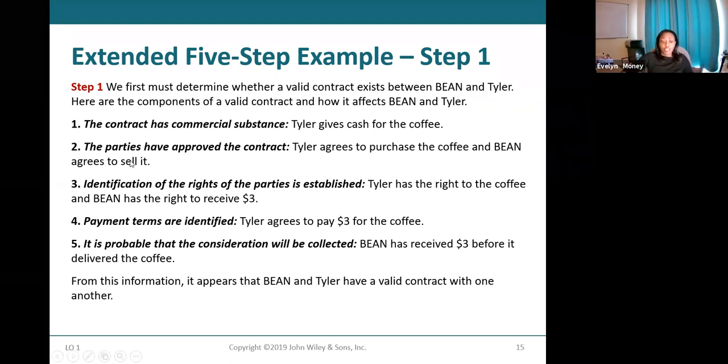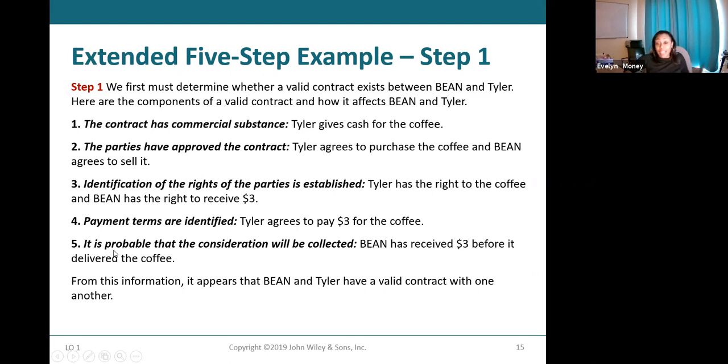Now, both parties have to approve the contract. If Tyler walks into the store and approaches the counter, then because of the implied customary practice that if you walk up to a counter, you're going to order something and pay for it, that is the approved contract. The rights of the parties have to be established. Once Tyler places the order, Tyler has the right to receive the coffee, and Bean has the right to get the $3 that the coffee costs. The payment terms are identified. When Tyler walks in, he can look up and see all the signs that say if you want a large cup of coffee, it costs $3. So we know what Tyler would have to pay. And it's probable that consideration will be collected.